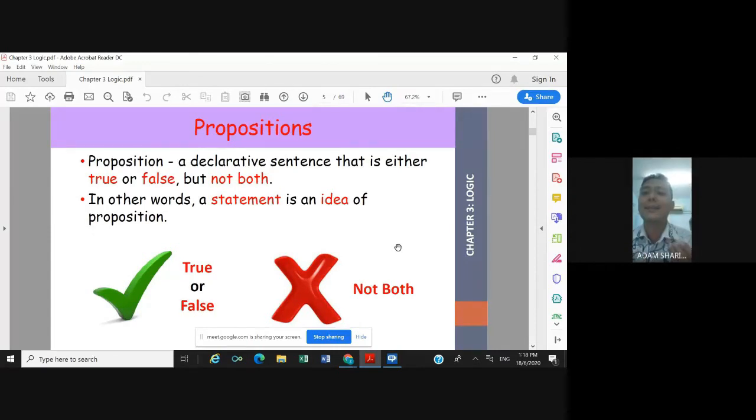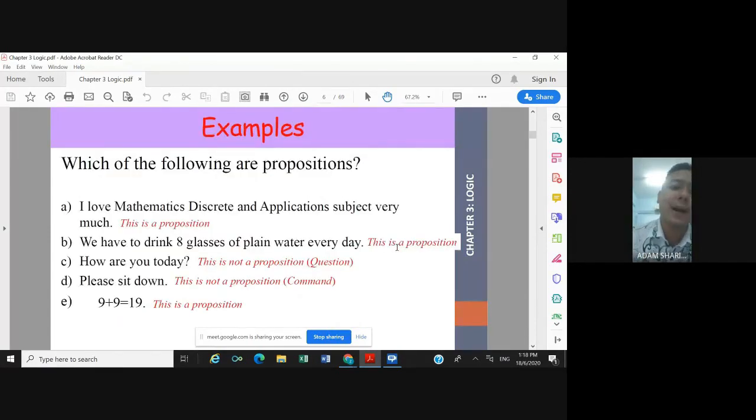Let's look at some examples. Just now, I said a statement, I like UMP. Can it be answered as true or false? You answer yourself. That kind of statement, you can answer true, I like UMP. Or you can say false, no, I don't like UMP. These are some examples that are quite obvious.